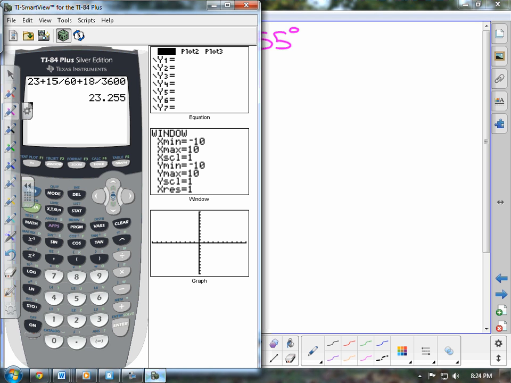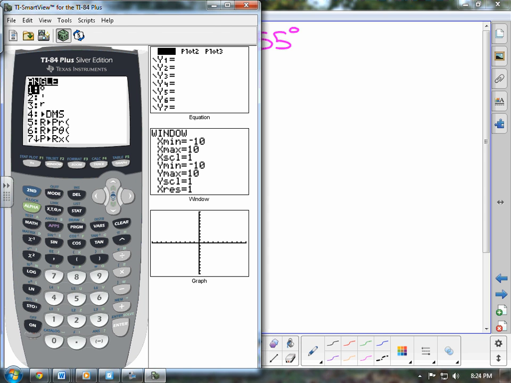If you want to use your calculator to do all the calculations for you, you can enter this as 23, go into angle, put the angle symbol, 15, go back into angle, and push the second to get the minutes, and then 18. Now when you do the seconds, you have to hit the alpha button and the plus sign. And then you get 23.255 as well.